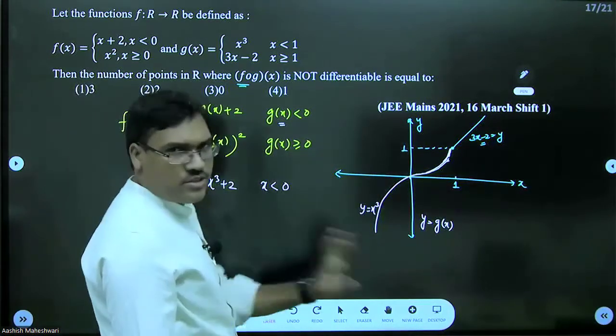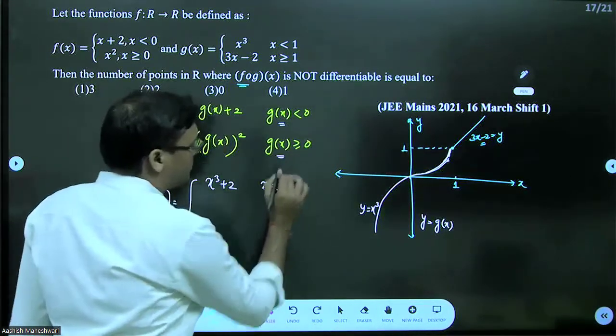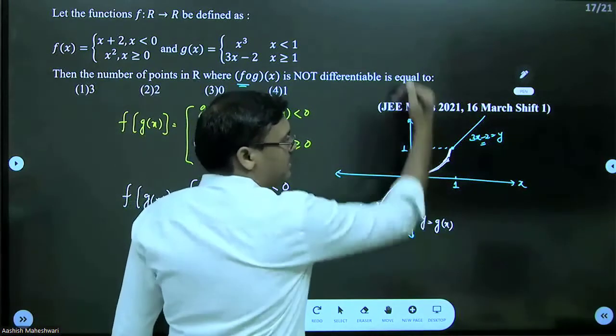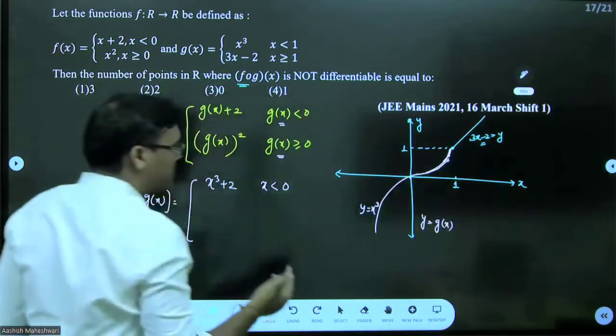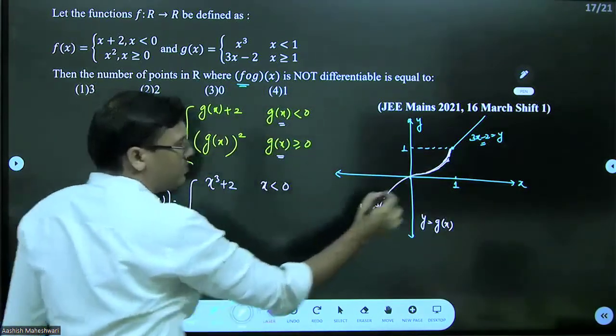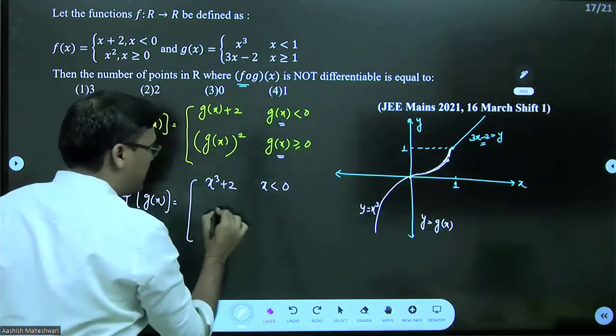Now, this is g(x) less than 0. Now g(x) greater than or equal to 0. So it can be here. g(x) means y positive. So we can have this thing or we can have this thing. So what you can say is, if g(x) is greater than or equal to 0, this will be equal to x cube. That is, this is x cube.